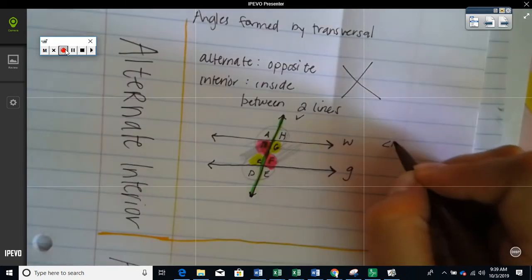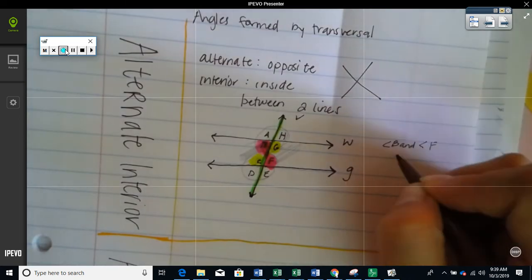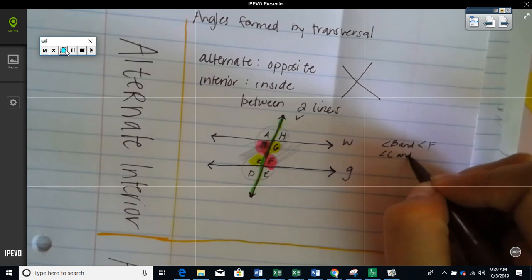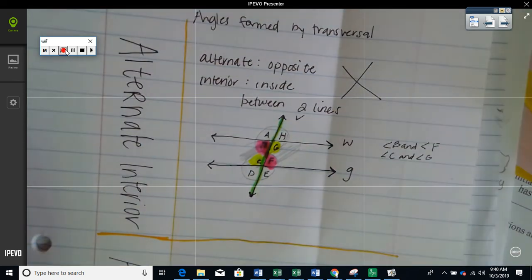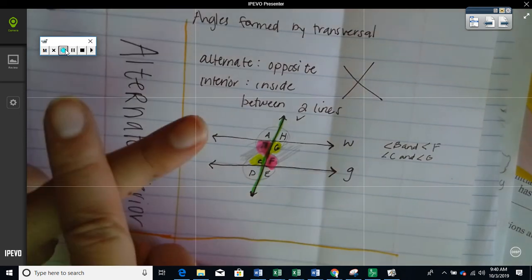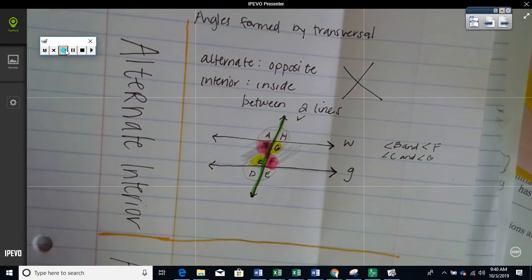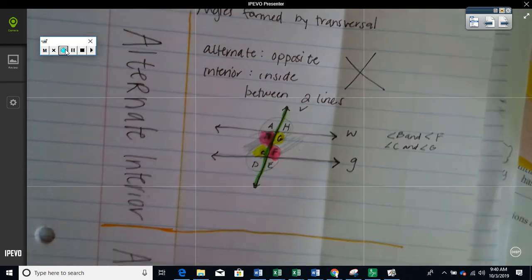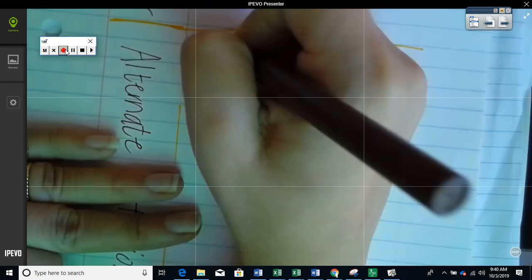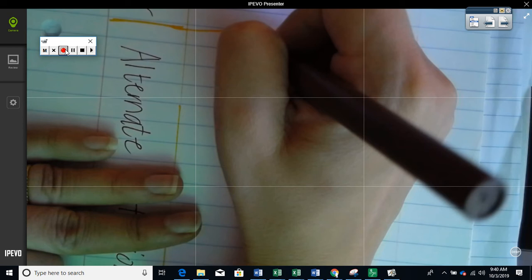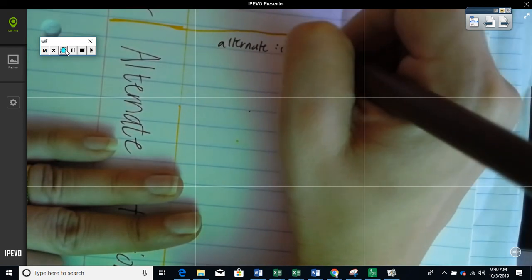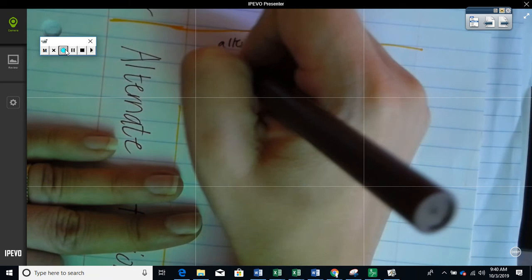So that was angle B, and angle F, angle C, and angle G. It's going to make an X. Alright, an X like that. Are we ready? Okay. Alternate exterior is very, very similar. Alternate still means opposite. Exterior is the outside.